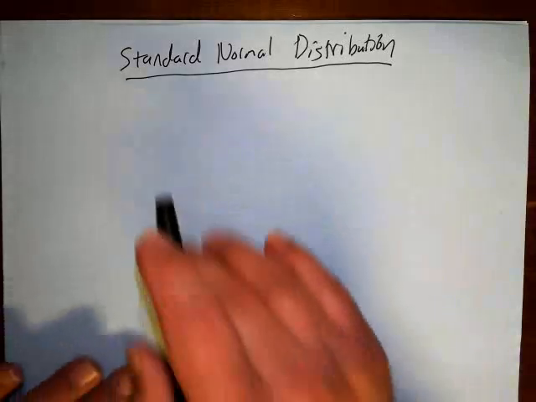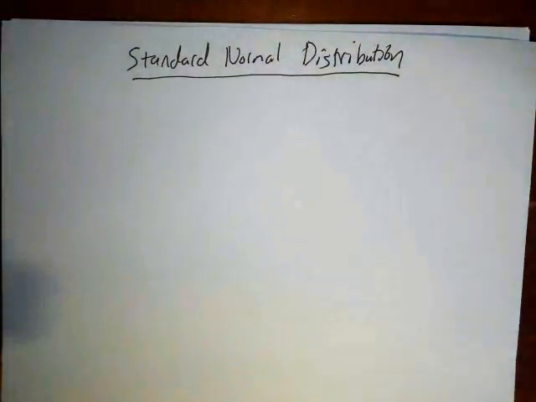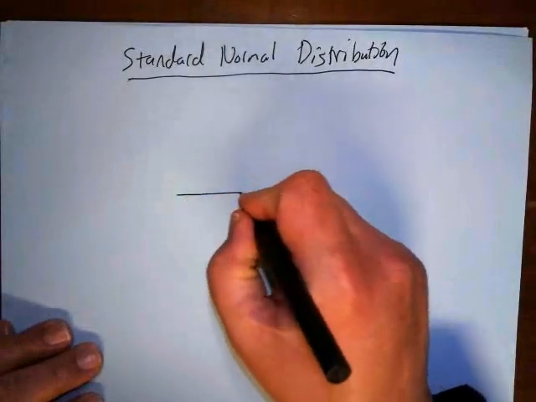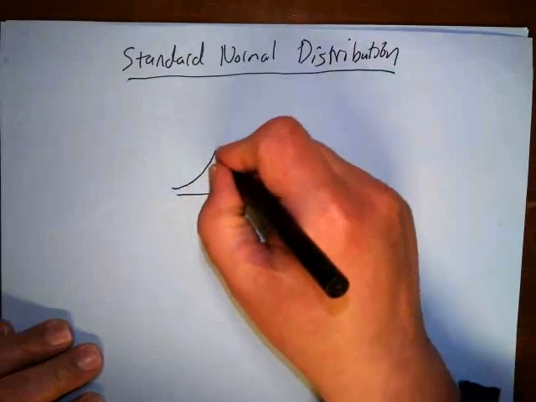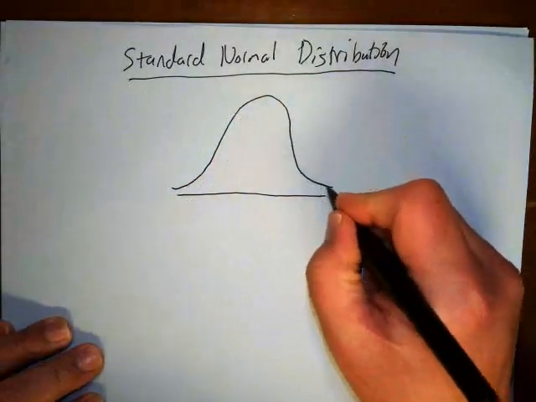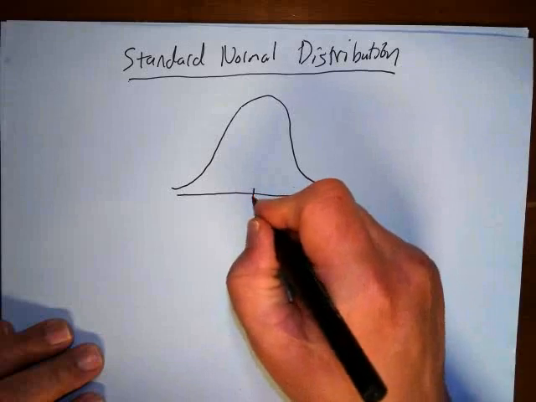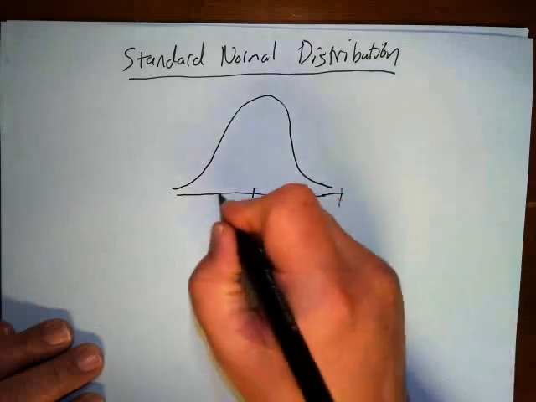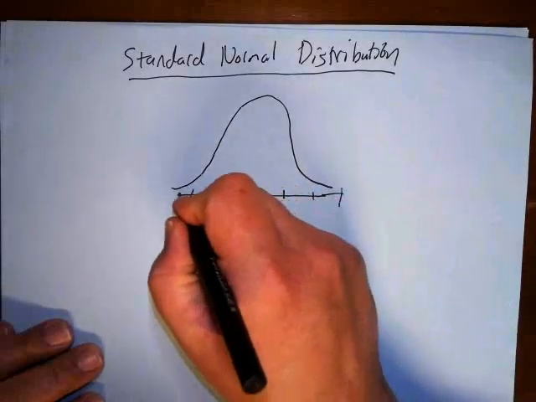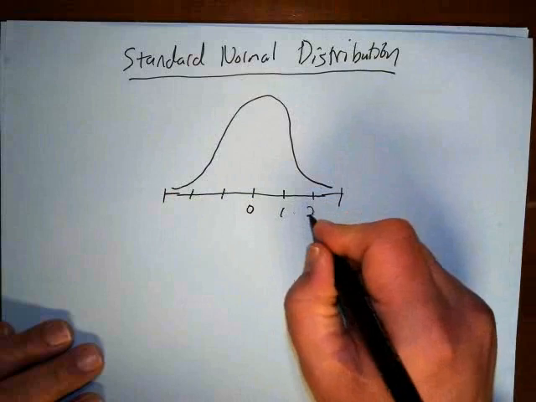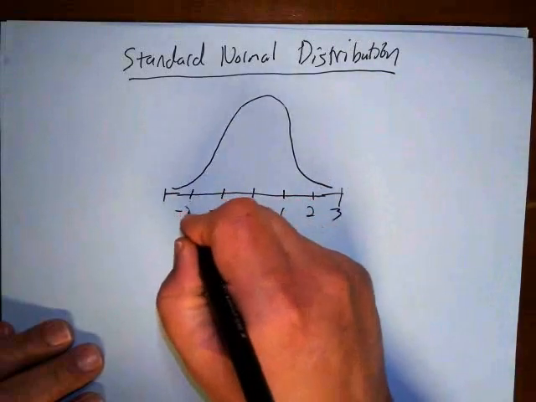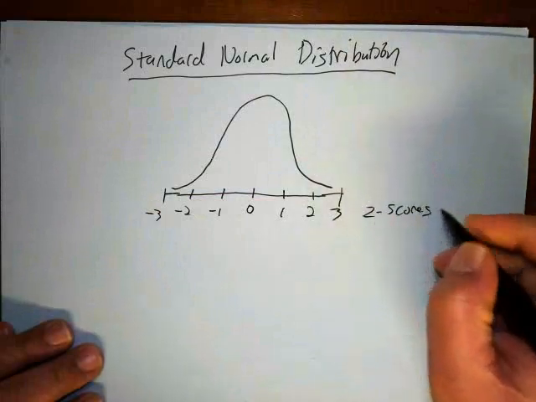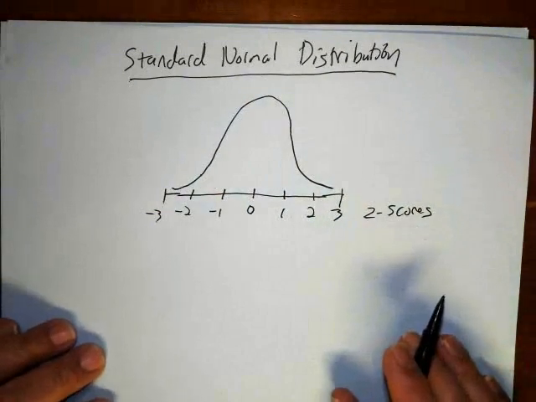Okay, so let's look at the standard normal distribution. So what do I mean by that? Well, this is basically a normal distribution that has z-scores along the bottom. Okay, so it'll have 0, and then it'll have 1, 2, 3, -1, -2, -3. Okay, and along the bottom, these are called z-scores. So sometimes this is called the z distribution.